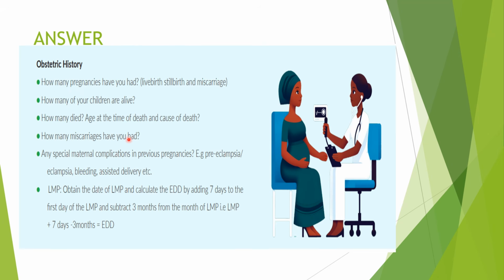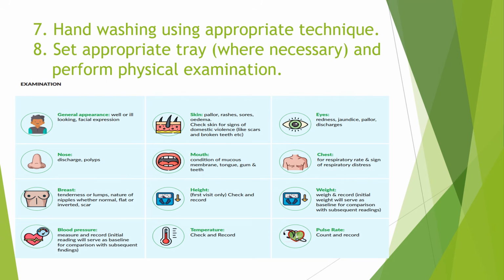So obstetric history talks about previous pregnancies and deliveries, whether they have had children that have died, whether she has had stillbirth, miscarriage, or the number of children alive, and the rest like that. These are the history that will be taken as obstetric history.